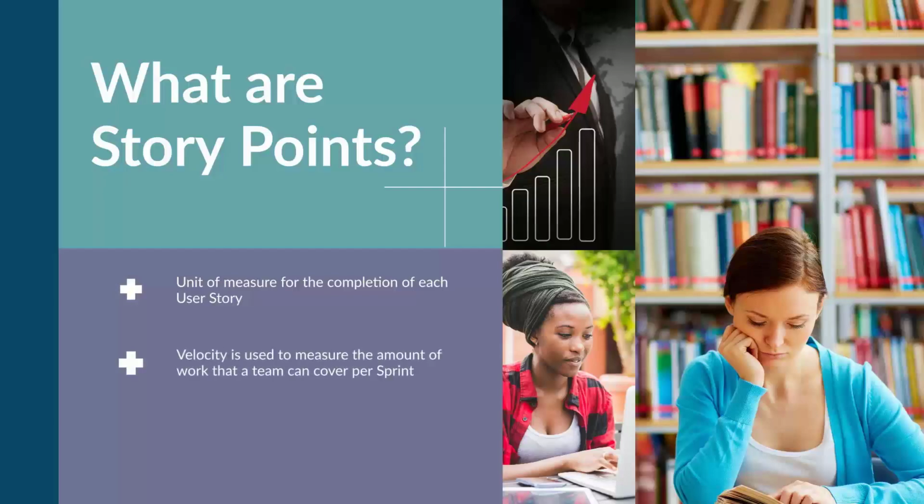Velocity is a key metric in Scrum, and it's used to measure the amount of work that a team can cover per sprint. It's calculated by totaling the story points for all completed user stories at the end of every sprint. The backlog is the full list of everything that's needed for the project. The list is flexible, always changing, and is thought to be never fully complete.